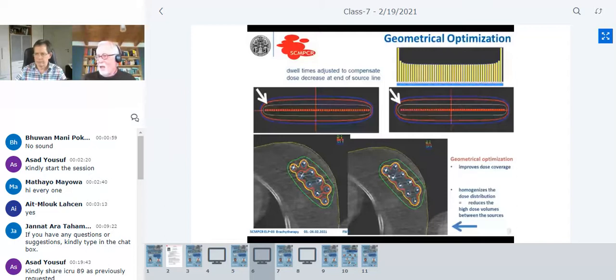And something we can't really see very well on this image here, but what also happens is that these high dose regions, which would be 125%, the blue lines, become a little bit smaller. So the hyperdose sleeve becomes a little bit smaller. And in effect, the geometrical optimization also homogenizes the dose distribution and reduces the high dose volumes between the sources. So this is an effect that actually improves the dose distribution for almost every applicator, and that we would normally do before we do any further optimization.